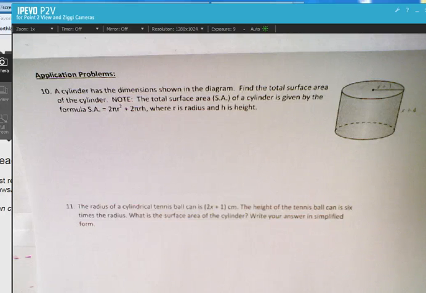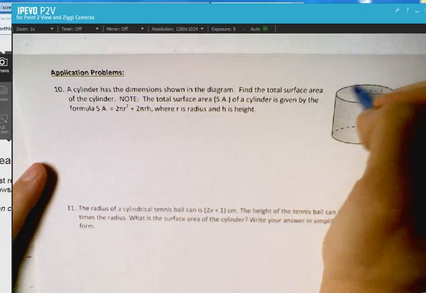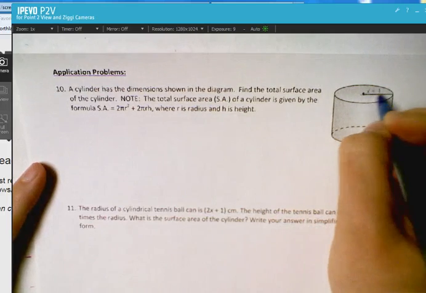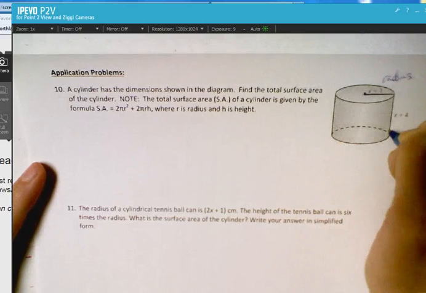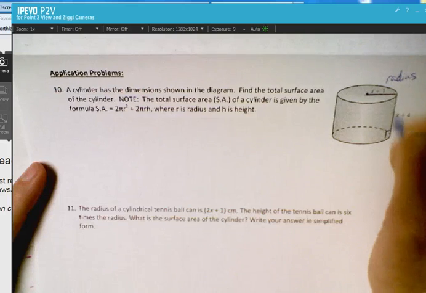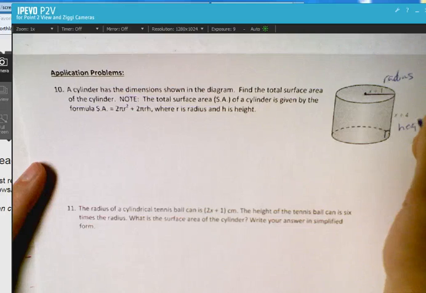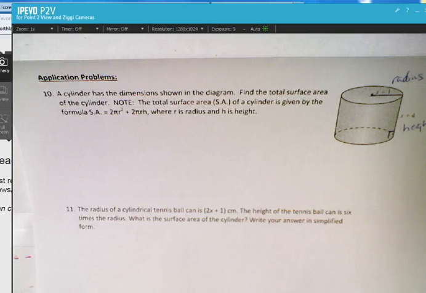So if I am looking at this cylinder, and remember when I have a circle, if I go from the center of the circle to any point on the side of the circle, that's called the radius. And when I have a perpendicular segment between the bases, that's known as the height. Okay? So these are going to be a little tricky because there's lots of variables, lots of room for mistakes. But the process is exactly the same.